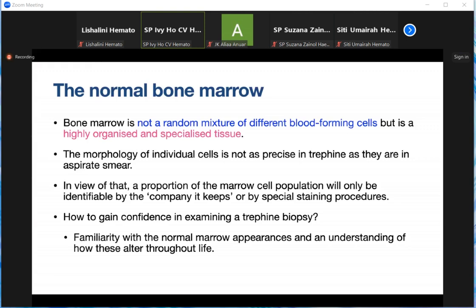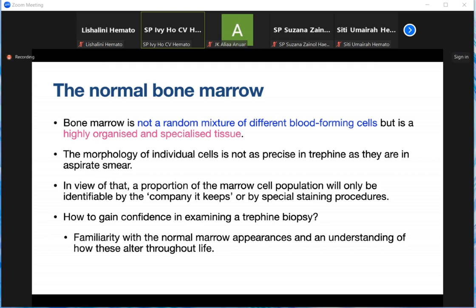So what helps us to differentiate this marrow cell population is by identifying who are the friends, all right? The nearby friends. I will tell you in detail in the next few slides, because by looking at who are staying around them, who are keeping this cell company, it can help us to differentiate this group of cells. And of course, by using immunohistochemical staining and some other special stains.